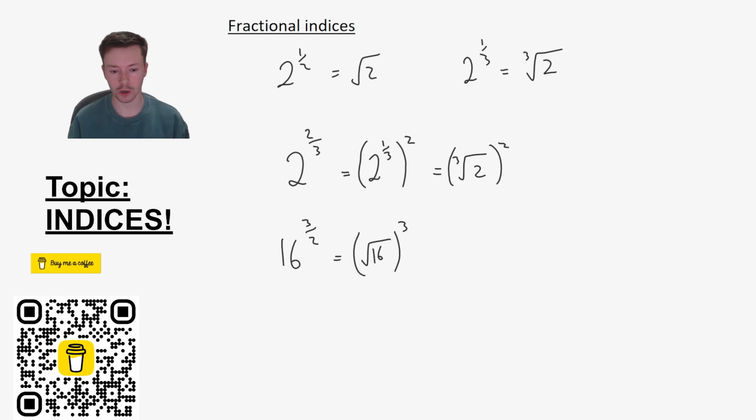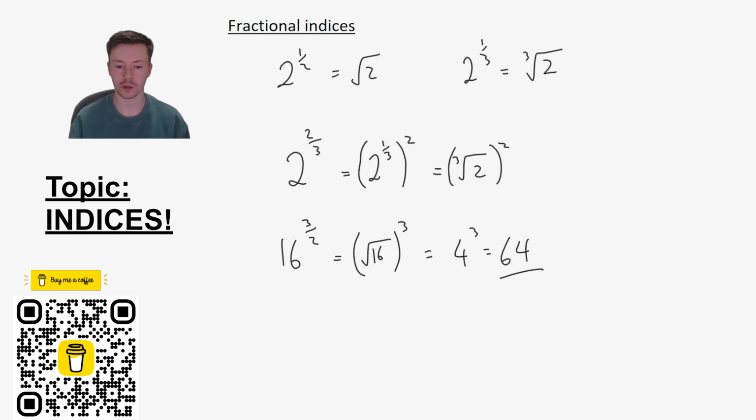So I can do the square root of 16, that's 4. And then I cube it. And what's 4 cubed? Well, 4 times 4 is 16, and 16 times 4 is 64. And so that's how we get the answer.